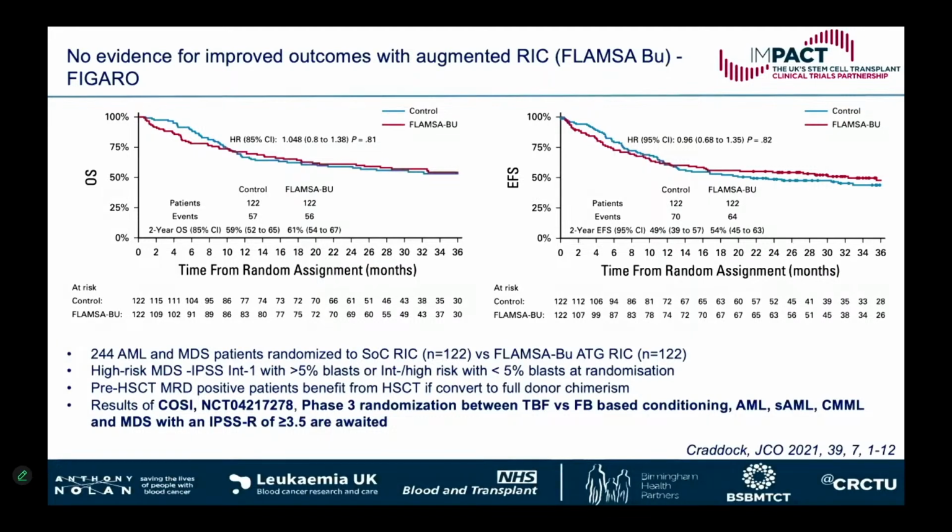However, in the UK, we carried out a study called FIGARO, which looked at an augmented RIC regimen, the use of Flamsa-ATG RIC compared with standard-of-care RIC in patients with AML and MDS, MDS being a subgroup within the AML population. This study did not find any difference in overall or event-free survival for the use of an augmented RIC regimen, although there were some interesting findings about the potential for conversion to full donor chimerism to overcome MRD positivity and its impact pre-transplant.